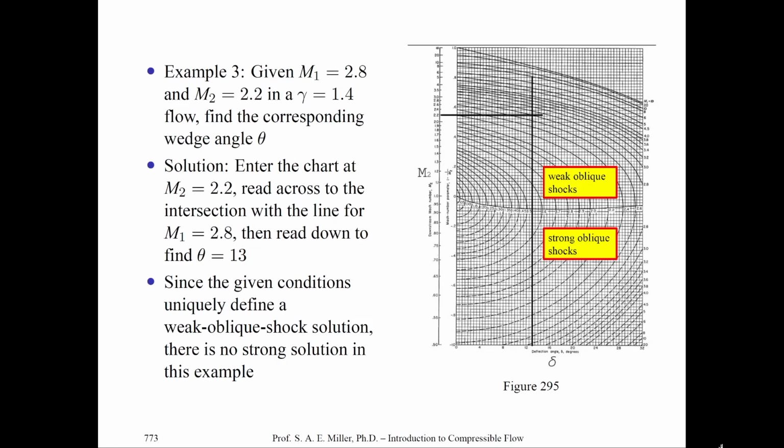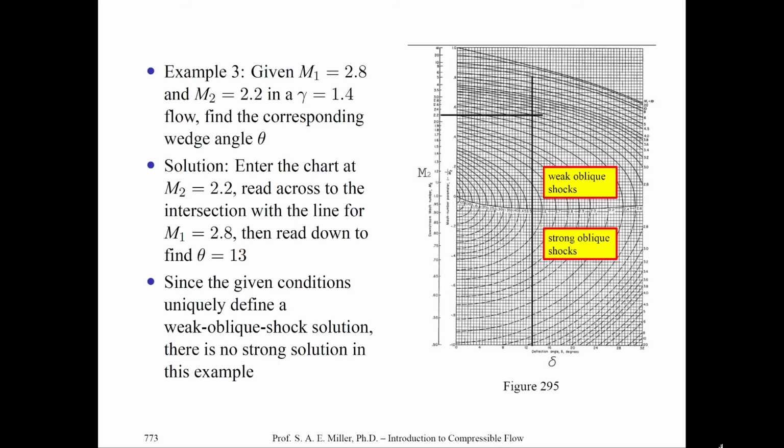Let's try an example of the opposite case. Here again, we have our particular charts for a wedge case. The example says, given an incoming Mach number M1 of 2.8 and a Mach number after the oblique shock of 2.2, for gamma 1.4, we'll find the corresponding wedge angle theta. And indeed, there's other charts in the Ames tables which give you values of M1 and M2 and corresponding deflection angles, which of course is a solution of a particular equation we developed in this class. The family is the solutions for M1, M2 with particular deflection angles.